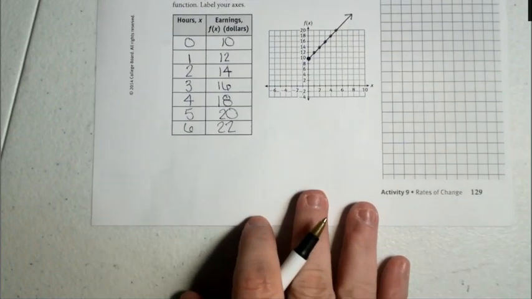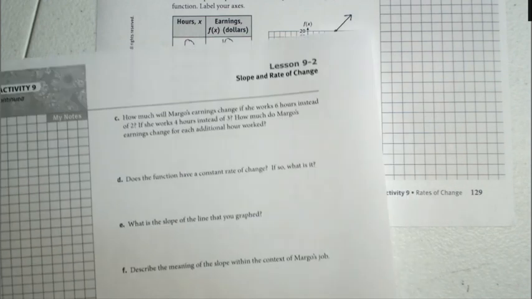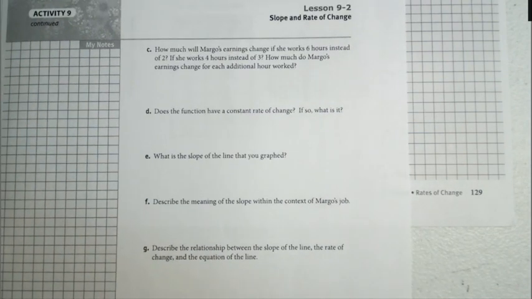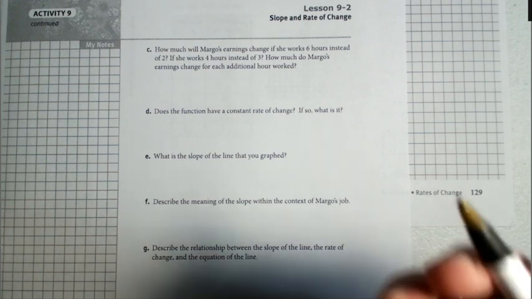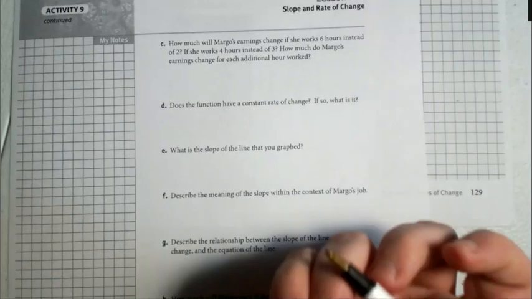All right, we're going to go on to question C for this set. It says, how much will Margot's earnings change if she works 6 hours instead of 2 hours? If she works 4 hours instead of 3? And how much do Margot's earnings change for each additional hour worked? Well, let's take a look at this. If she works 6 hours, we said at 6 hours she earns $22.